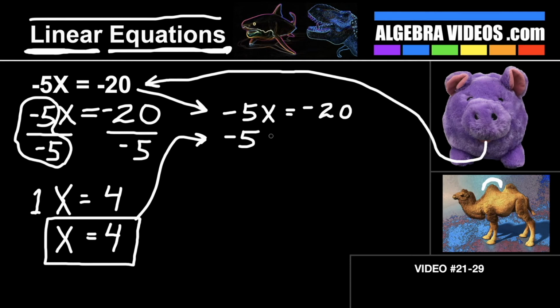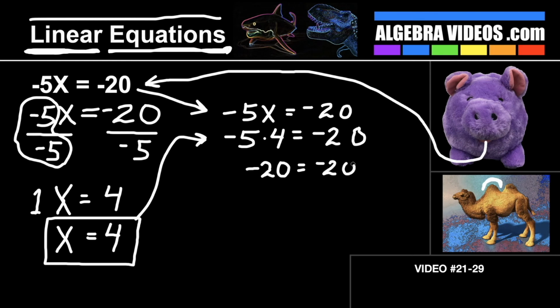So negative 5 times x. What did we get for x? We got 4 down here, okay? So I'm going to plug in 4 right there for x. So negative 5 times 4 is equal to, I'm just going to rewrite what we had before, negative 20. And let's simplify both sides. Negative 5 times 4 is negative 20. And that equals, on the right side, nothing changes, negative 20.